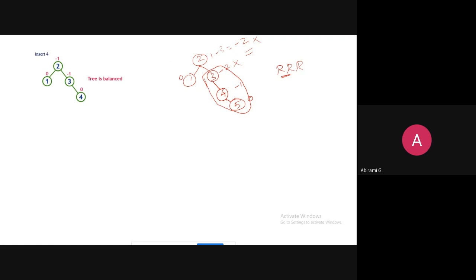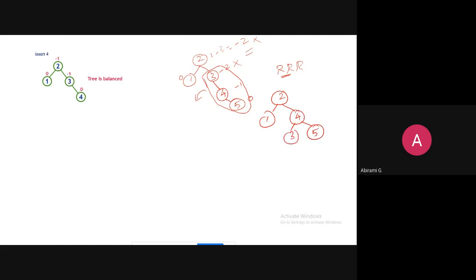Then we have to check the BF, whether it is 0, 1 or minus 1. Now since it is a right imbalance, it requires only a single left rotation. Right-right imbalance, single left rotation. So if we rotate this one, 3 will go here, 4 will go here. So if we rotate, 4 will go here, with 3 and 5.